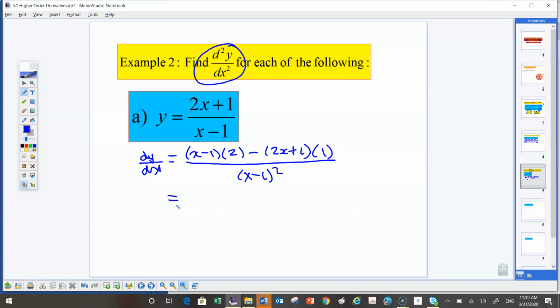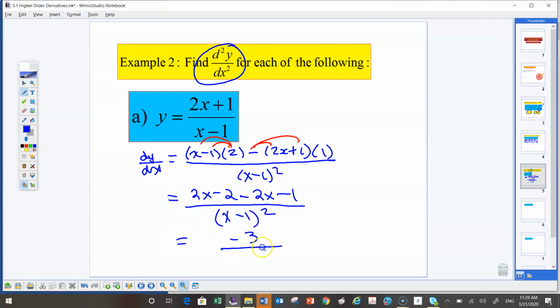So now I'm going to simplify the numerator by distributing the 2 here. So I'm going to get 2x minus 2, and when I distribute the negative sign in the second part, I'm going to end up getting negative 2x minus 1, and this is all over x minus 1 all squared. Collecting like terms, I end up getting negative 3 all over x minus 1 squared, and that is my first derivative.